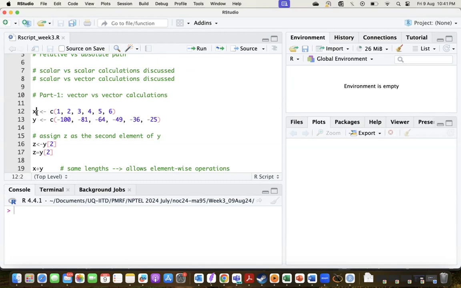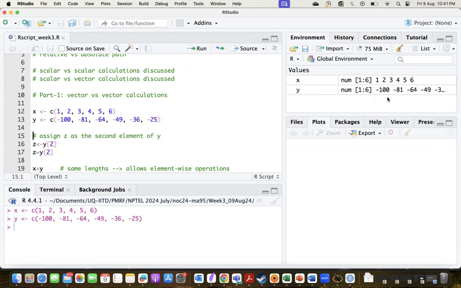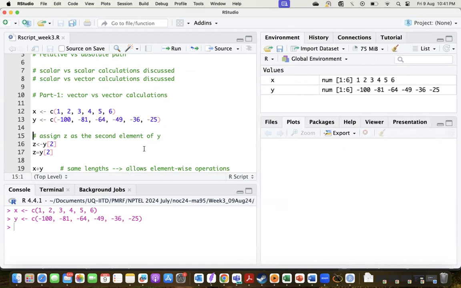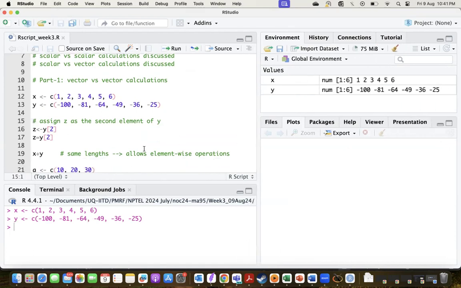So I'm running this command using Command Enter here. You can see that I get a variable x. It has 6 elements, numeric type, elements 1 through 6. And I run this one. This also has 6 elements. This is just, again, a random set of elements that I've arbitrarily given.